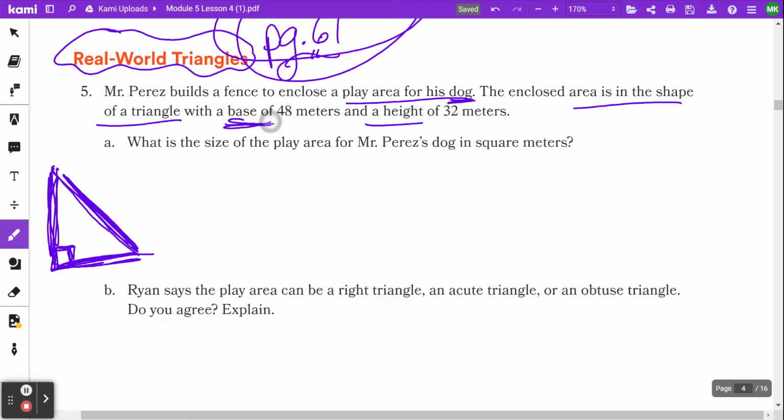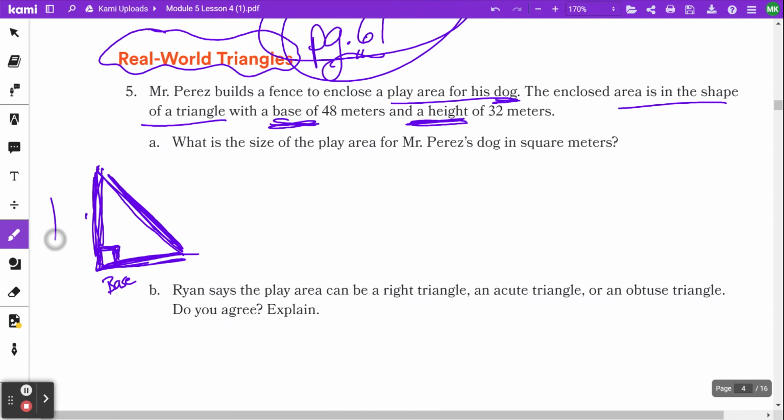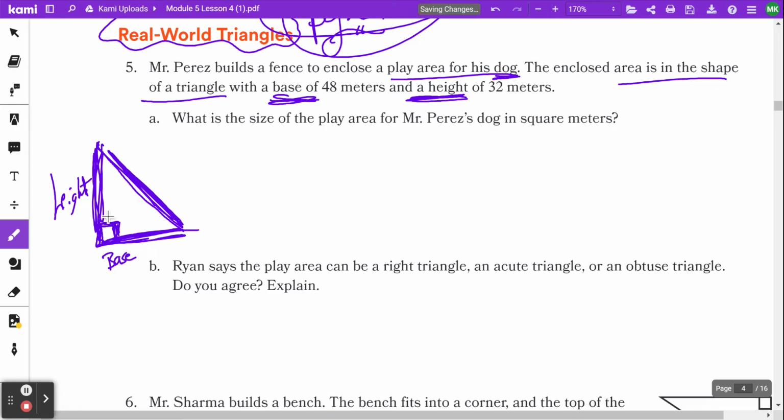Typically your base and height, if you're going to calculate the area of a triangle, have to be perpendicular to one another. Okay, so I'll make this side the base, and I'll make this side, GHT, the height. Notice that right angle here. These are perpendicular, they form a right angle. So we have 48 meters over here and 32 meters over here.